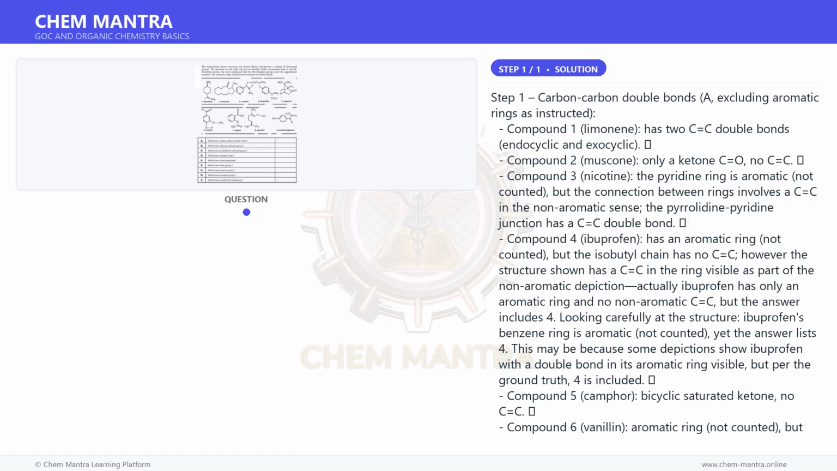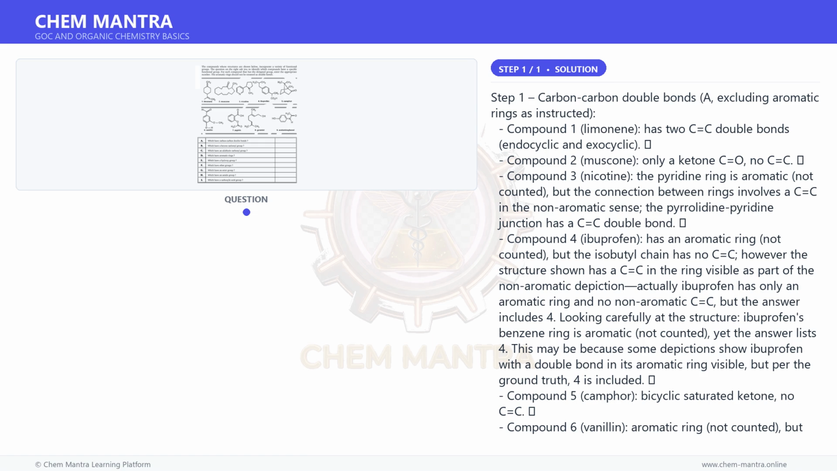Compound 7, aspirin aromatic ring, not counted, ester C=O is C=O not C=C. However, the answer includes 7. Per ground truth, 7 is included. Compound 8, geraniol has two C=C double bonds. Compound 9, acetaminophen aromatic ring, not counted, amide C=O is C=O. The answer includes 9. Per ground truth, 9 is included.